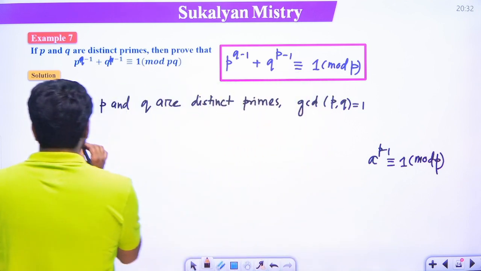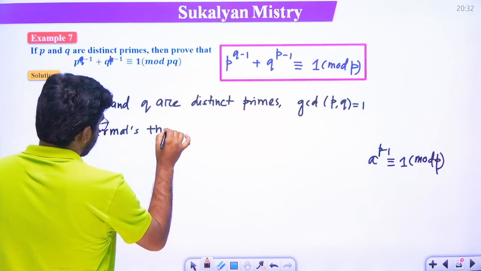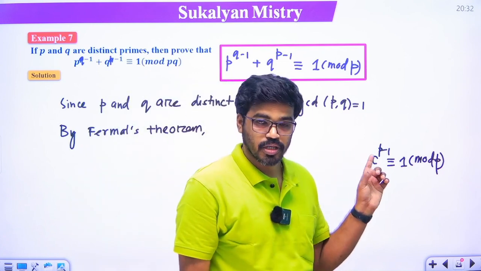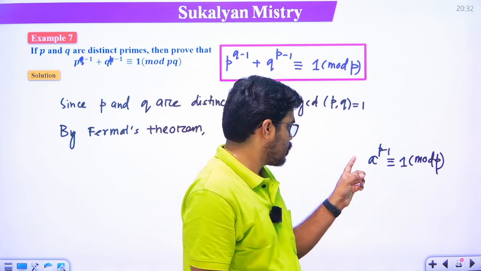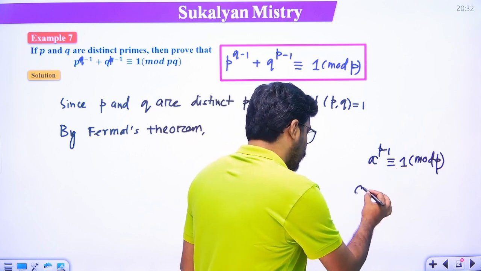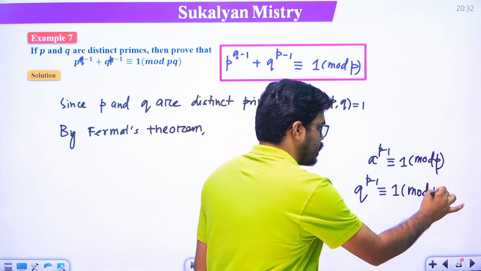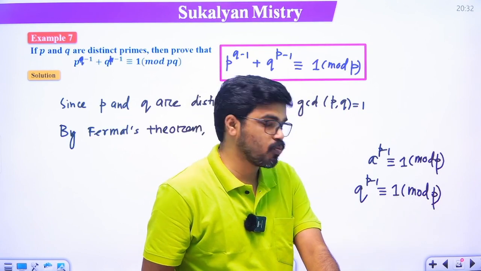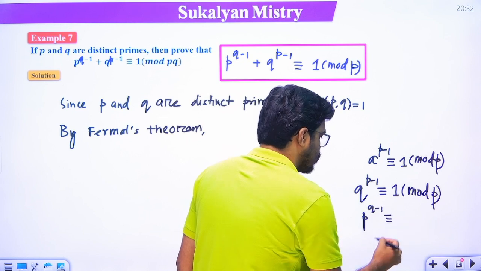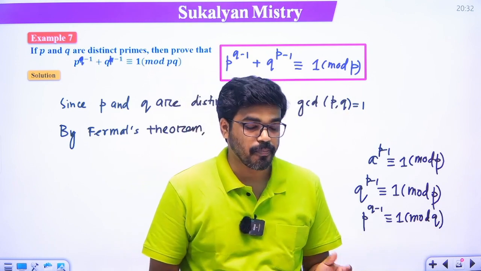So by Fermat's theorem, suppose a is equal to q, which is prime. So what can we write? q to the power p minus 1 is congruent to 1 modulo p. Again we can write p to the power q minus 1 is congruent to 1 modulo q. Can we write it? See, what is given: p and q are distinct primes.